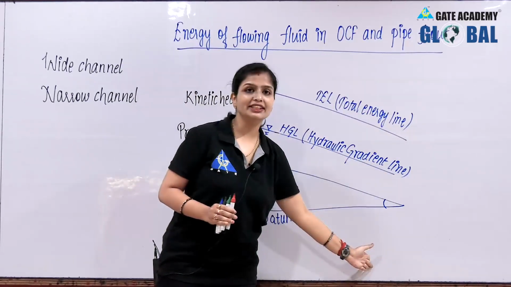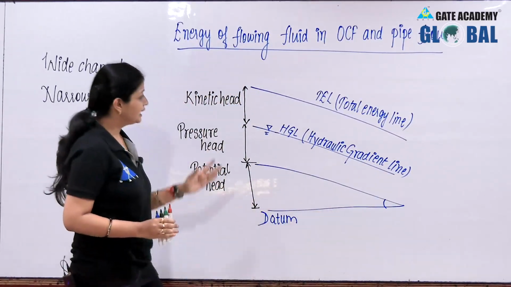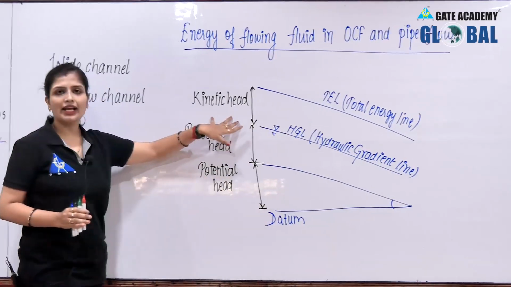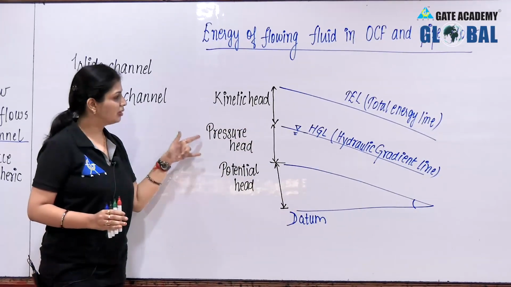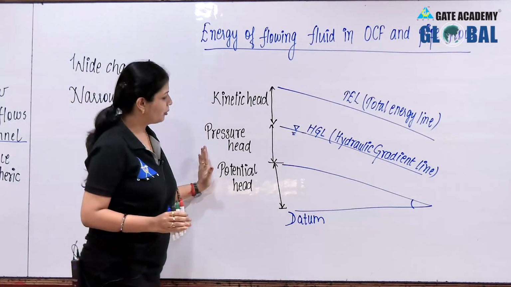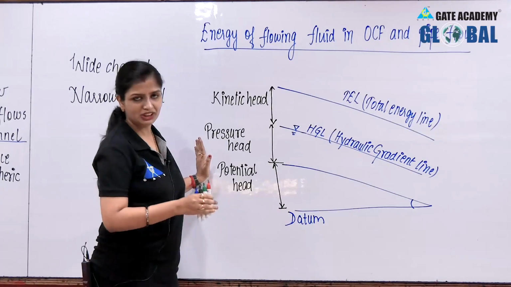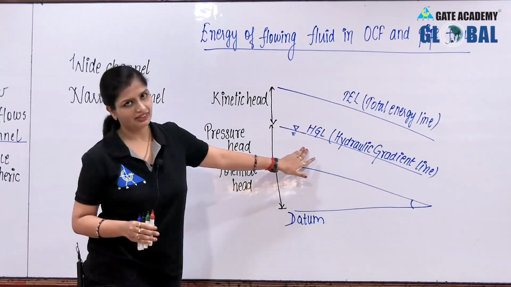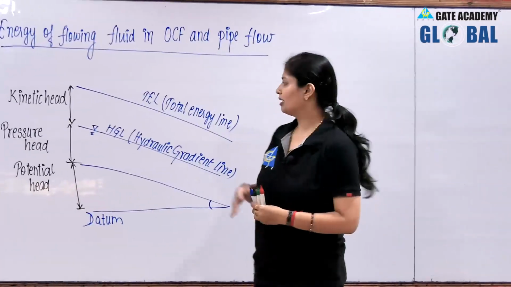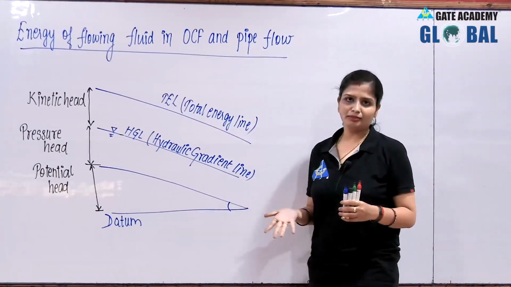Suppose there is another section. While in the case of hydraulic gradient line, it doesn't include kinetic head, while it is the sum of your pressure head and potential head. That is, line joining equal points of potential head plus pressure head is your hydraulic gradient line. Fine. So you should know this, because sometimes it's asked in the correct mark statements.